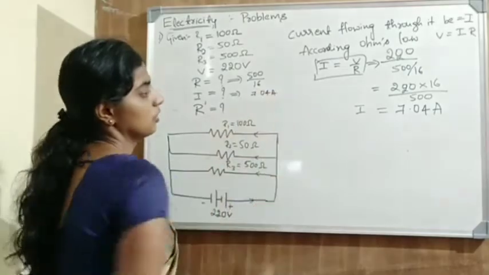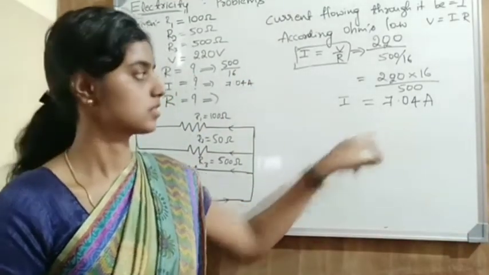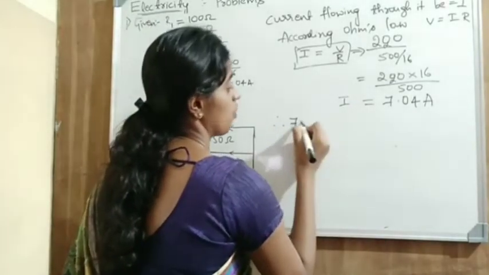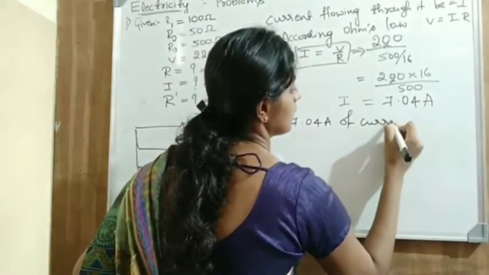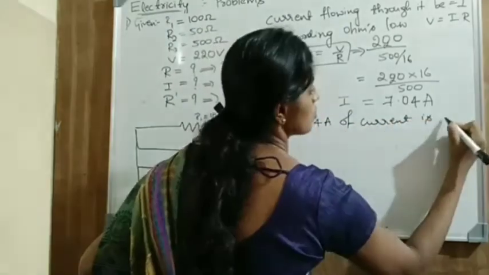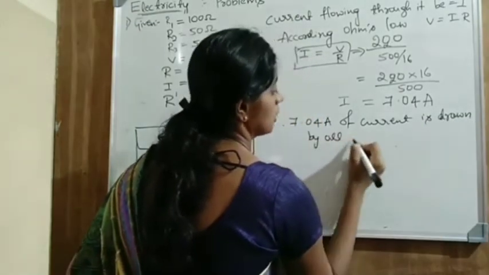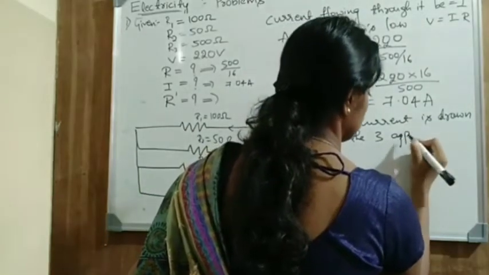Now I'll write this here: 7.04. We need to conclude the answers with the proper statements. So for this we can write it as, therefore, 7.04 ampere of current is drawn by all the three appliances.